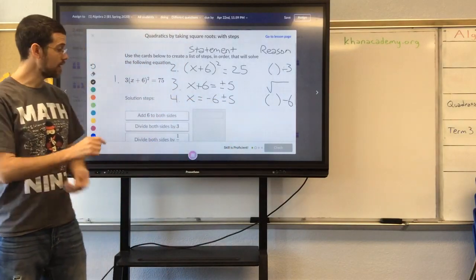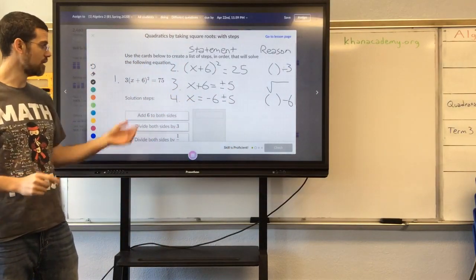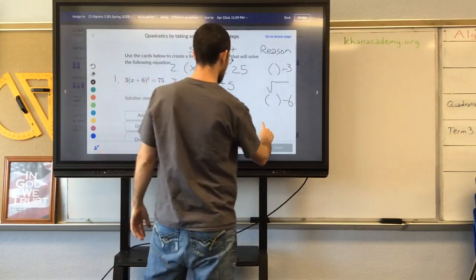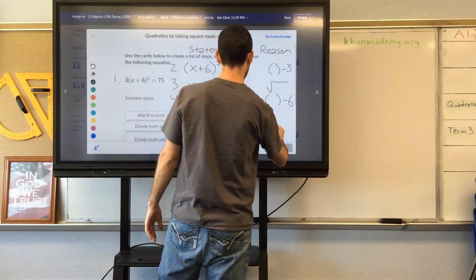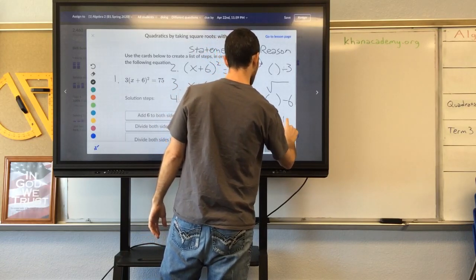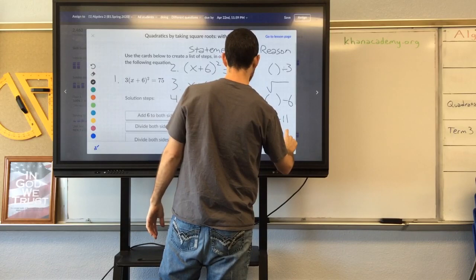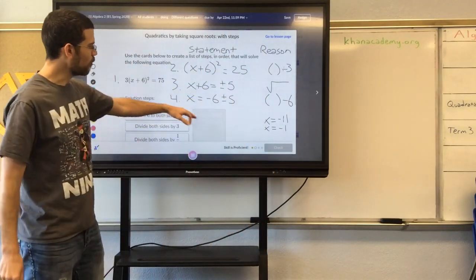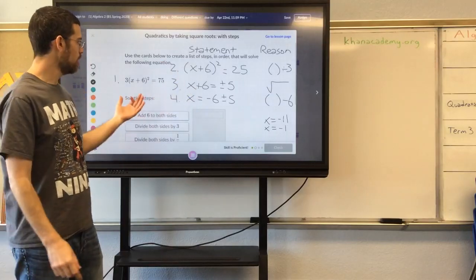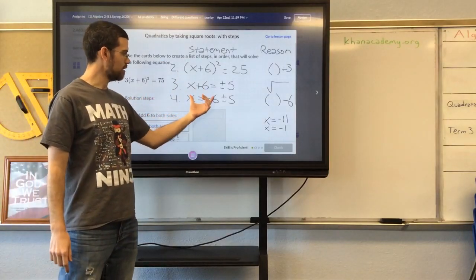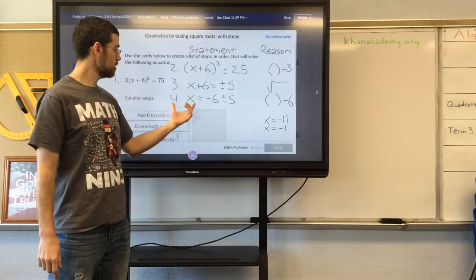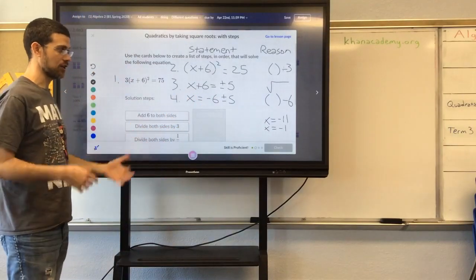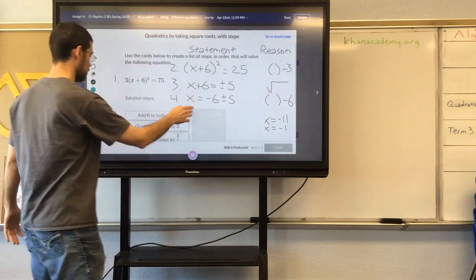Negative 6 minus 5 is negative 11. Negative 6 plus 5 is negative 1. That would be some algebra, so we'd say negative 11 or negative 1. That would be statement 5, and my reason would just be that I have broken that form of this equation up, and I've actually done the addition or subtraction to get those final solutions.